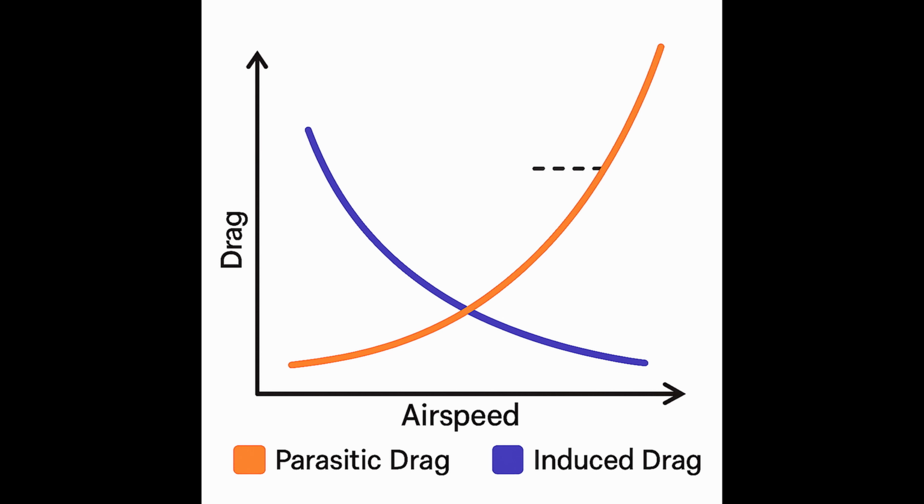Parasitic drag grows with the square of velocity. If you increase the speed by 2, the drag will increase by 4. That's why high-speed aircraft are more focused on smooth surfaces, while slower planes can tolerate more draggy designs.